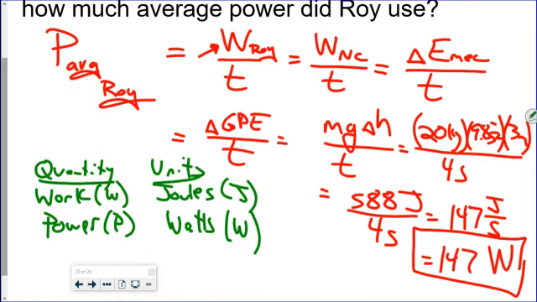We're measuring how much energy Roy gave the box per second: 147 watts, 147 joules per second. All right.